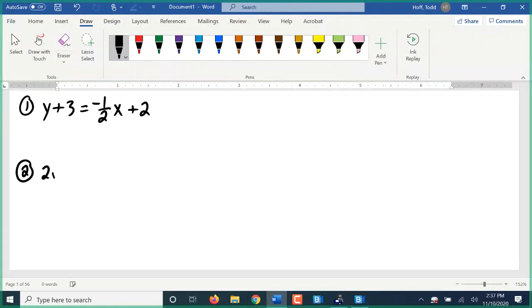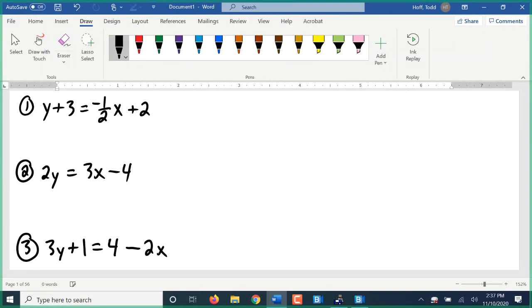Or 2y equals 3x - 4. Or even 3y + 1 equals 4 - 2x. I'm going to give you a few minutes, about 3 minutes here, to take a look at those and try to graph them, and then we'll go over them.